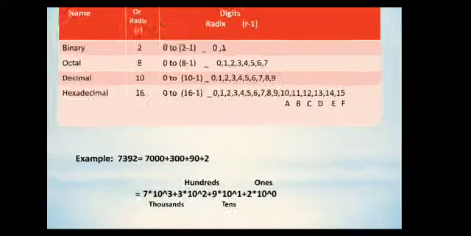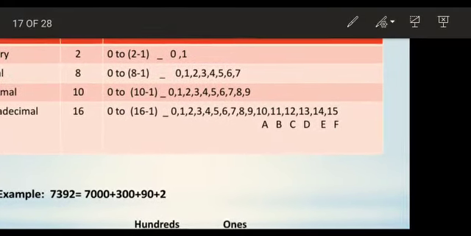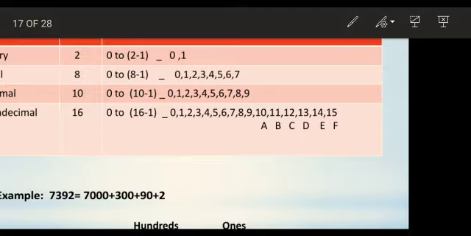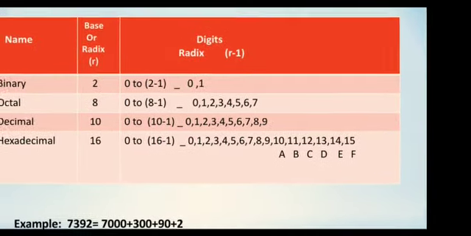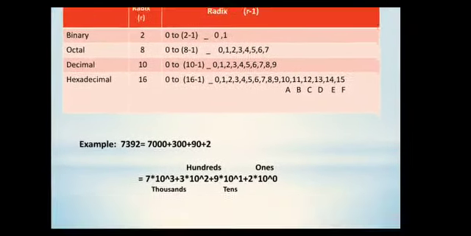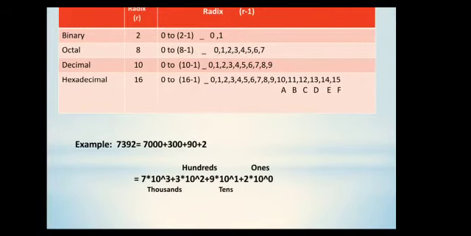So here we can observe 10 to 15 is also known as A to F. Like this way we can write it. Okay, here I am taking a simple example of binary number. By using this equation we can calculate any binary numbers.